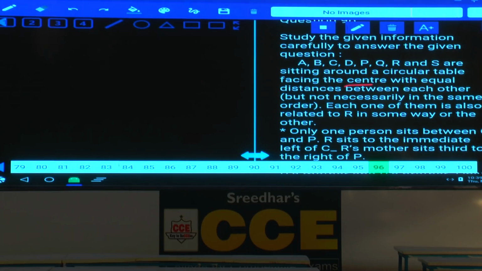And at the same time, earlier we had discussed about these cases, wherein all the persons are related to a particular person, hence rather than focusing on a separate family tree, we can adjust that in the circular arrangement itself, isn't it? Whenever this information is given, each one of them is related to R in some way or the other. That means, in most of the cases that can be done with the help of circular arrangement only. Okay? Not in all the cases, but in most of the cases.